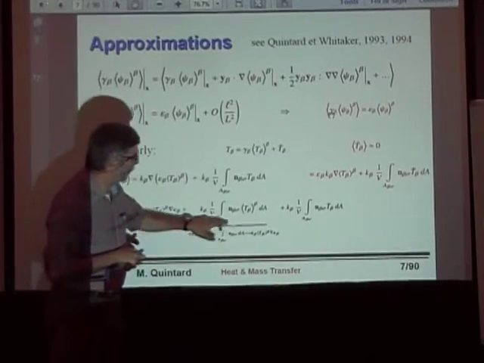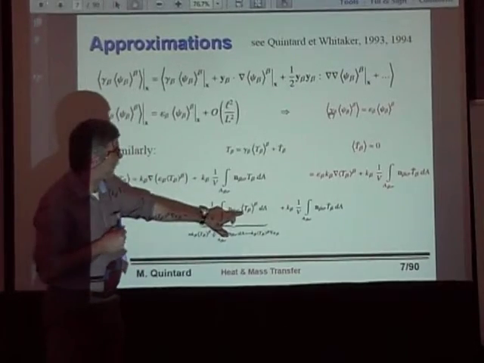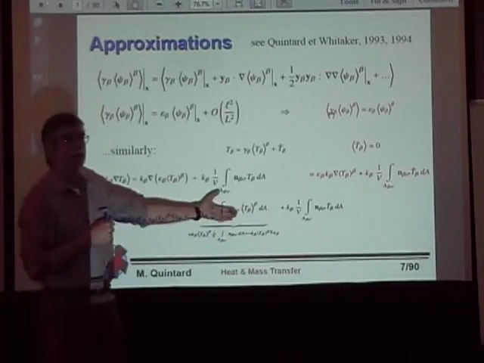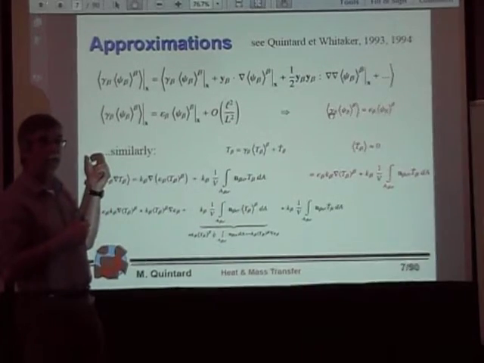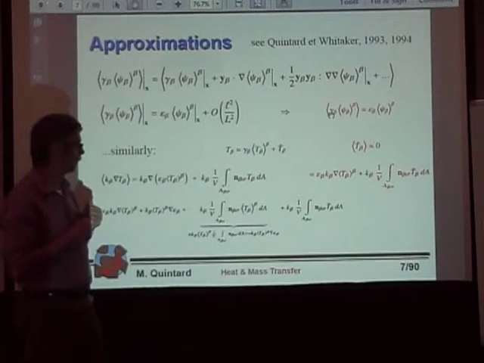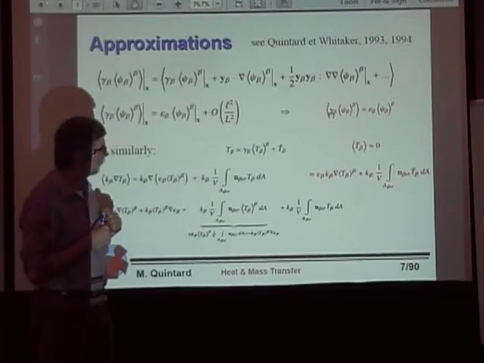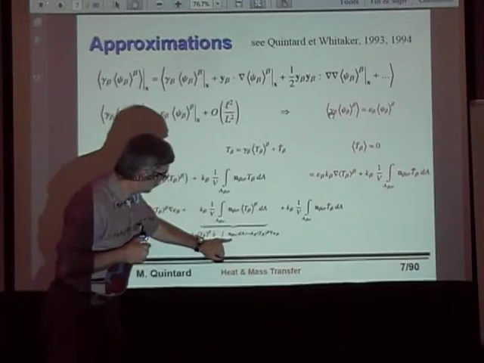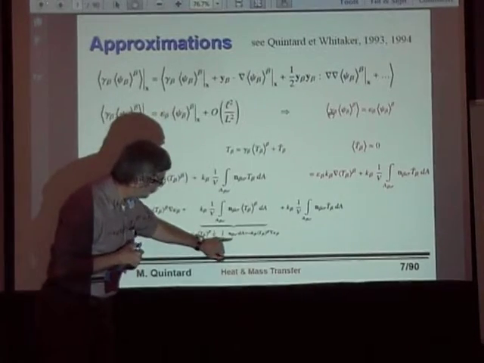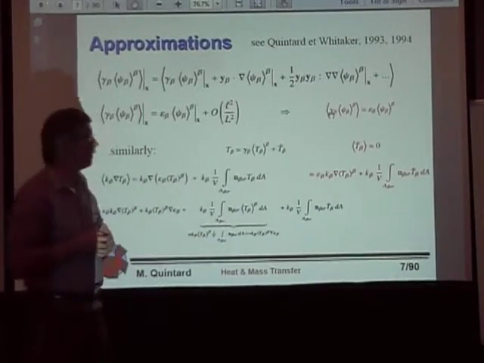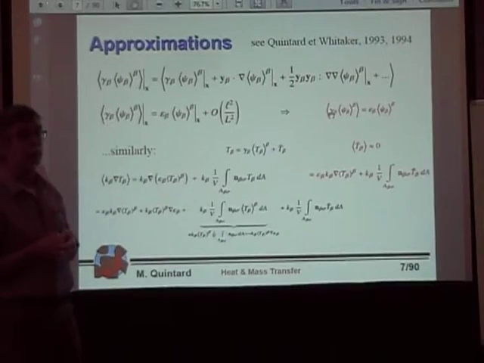And it turns out that, like I've done before, I can extract the average value. This is an approximation, I'll do that. So I can extract the average value from the interface and get something like that. And it turns out that this integral actually is minus the gradient of the volume fraction of the beta phase.